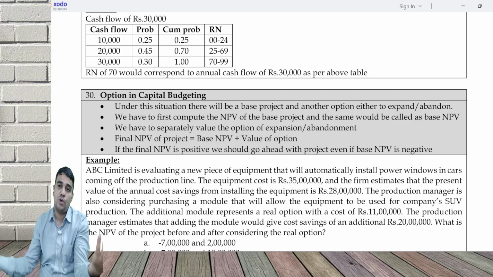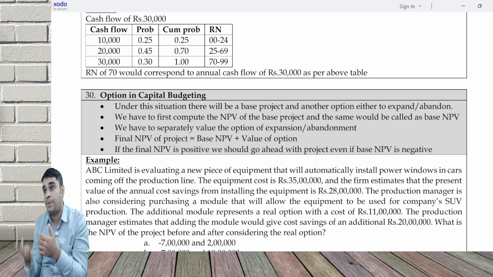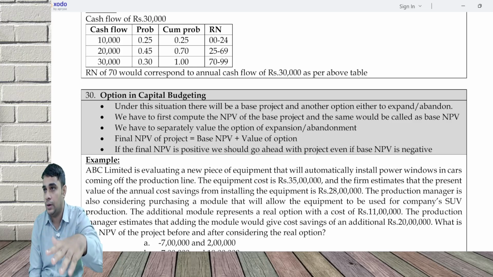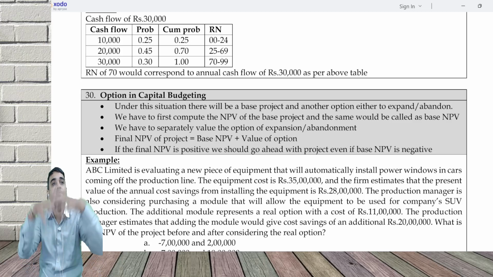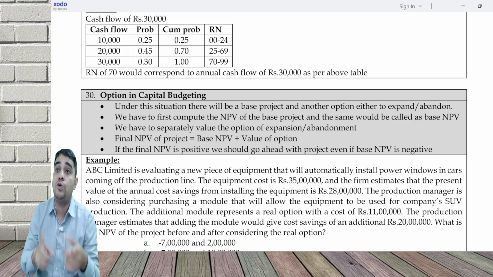If you decide to close down, the entire 500 is gone. That's a problem for you. But you may decide to expand also. That is an option given to you, which you may exercise depending on how the business is doing. If the response to Reliance Jio had been bad, maybe they would have closed it down. But the response was very good, so they expanded their operation.